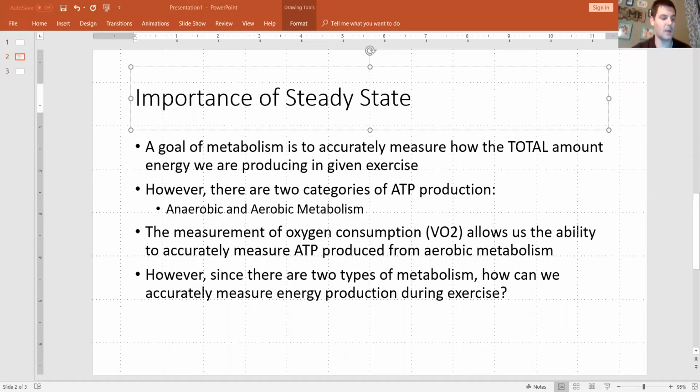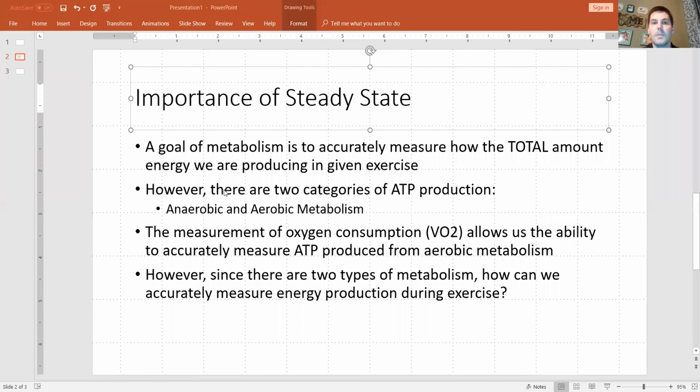So to describe the contribution of energy sources when metabolism is outside of steady state, I want to take a little bit of a step back and discuss the goal of metabolism and why steady state is important. So first, the goal of metabolism is to accurately measure the total amount of energy we are producing in any given exercise.